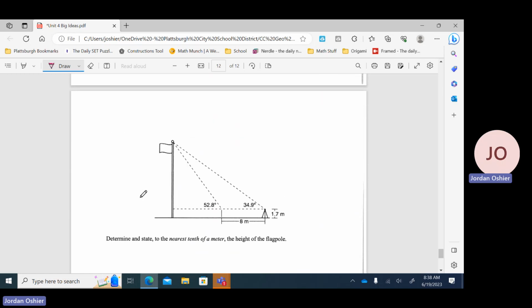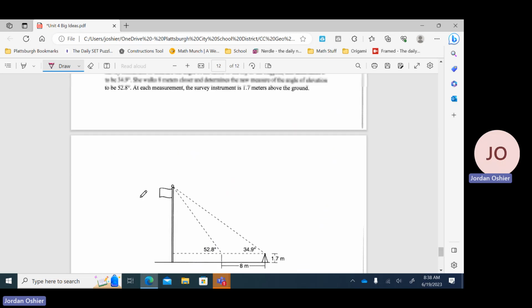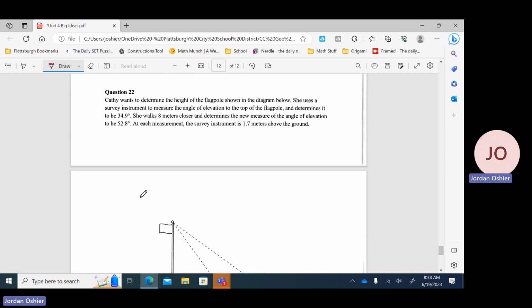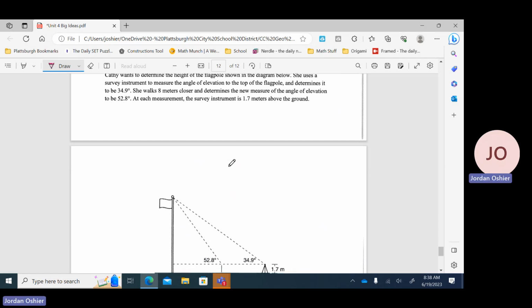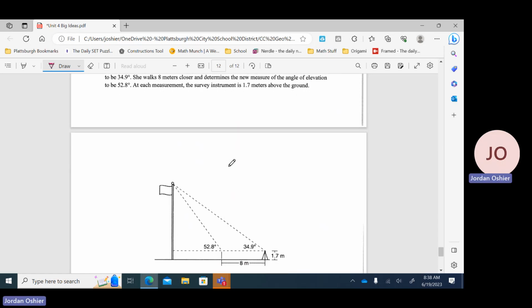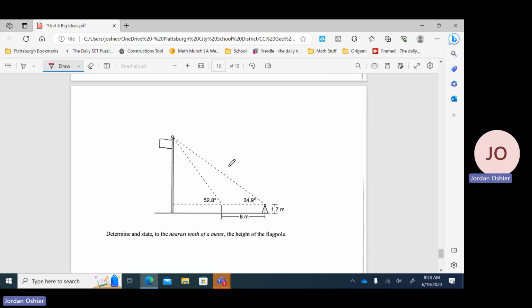All right, this one has a lot to it. They actually don't do 6-pointers anymore, so I'm just going to give you the quick rundown of what you would do, but they don't do 6-point questions other than the proof anymore. 8 meters closer is there. 1.7 above the ground. Okay, so this is actually a two variable one. You need H here, you need X here.